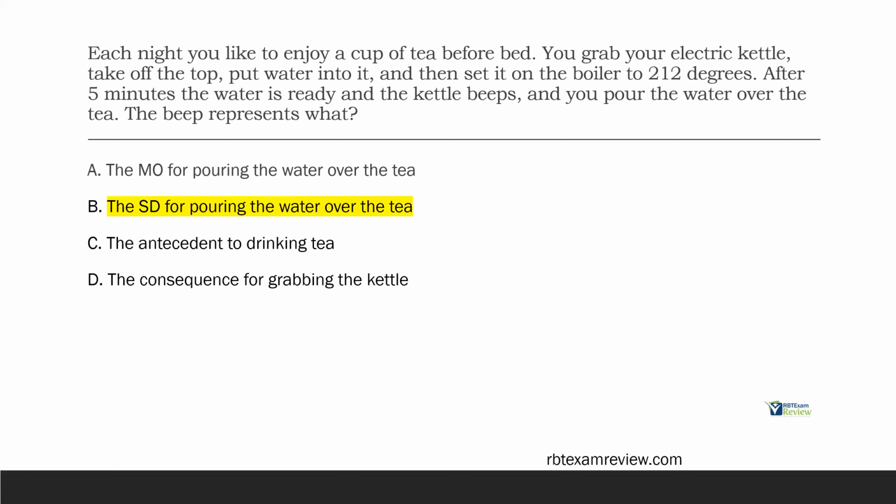Tough question. I mean, that's a tough behavior question, but it's a good one. So think about it and understand it.